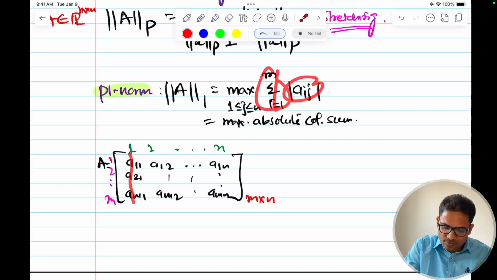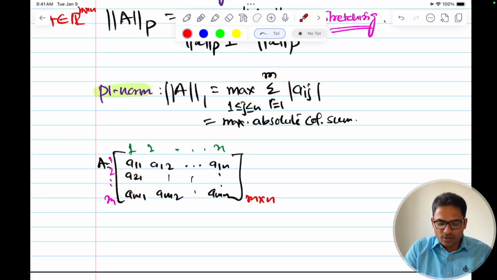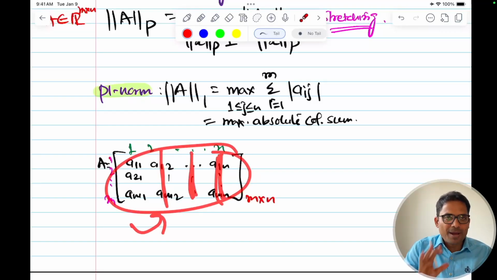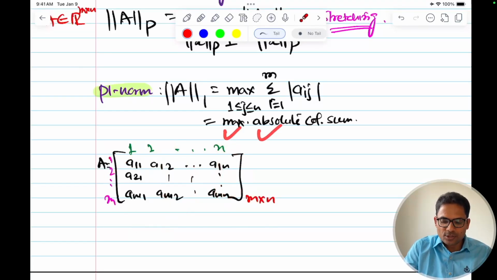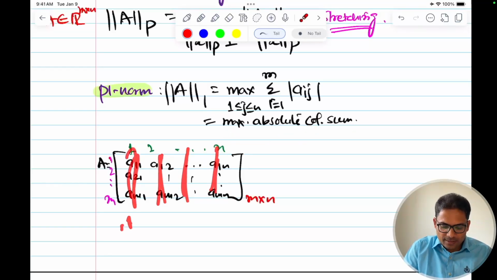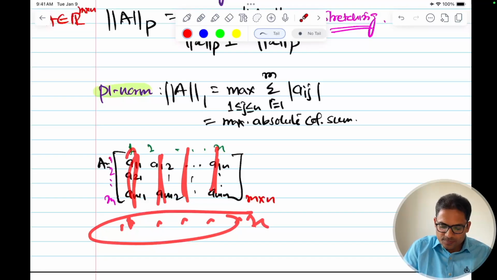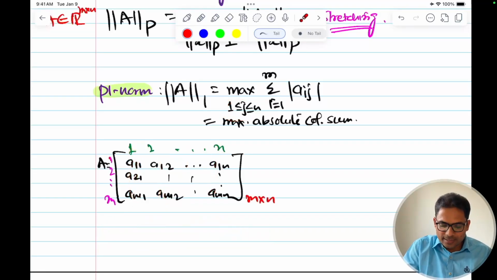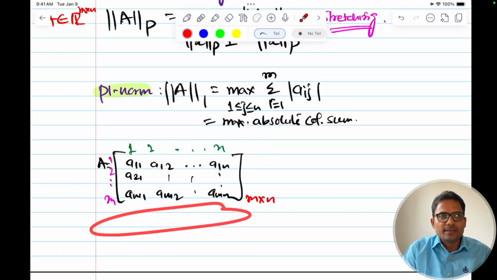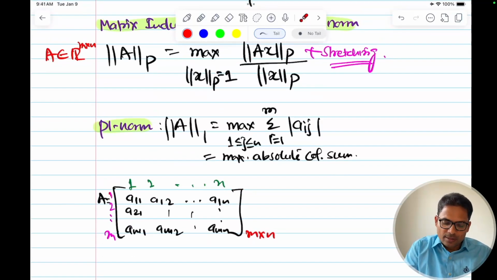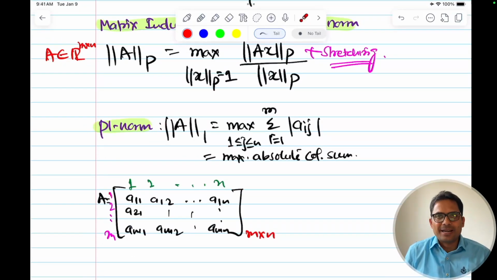So this summation from here will give me the sum of this column. Then I'll get the sum of this column, then the sum of this column, and then I'll get the sum of all these n columns, and I'll take whichever is the max out of it. So that is the max absolute column sum. I'll get n such values, j equal to 1 to n, and I'll choose whichever is maximum, and that is your P1 norm for this matrix.